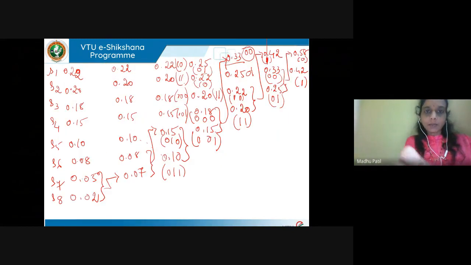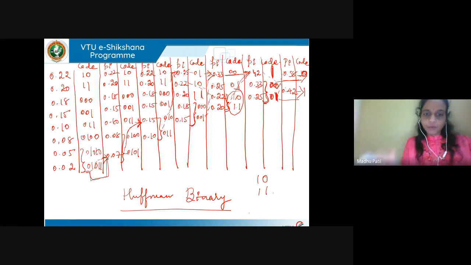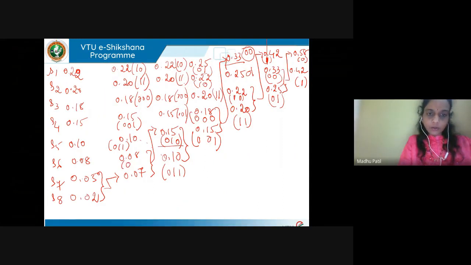Okay. Next, coming back, 0.22 is 10, 0.20 is 11, 0.18 is 000, 0.15 is 001, 0.10 is 011. These two form 0.15, so what is the code? 010. So I write the same code, but for the first symbol I write 0, and for the next symbol I write 1.